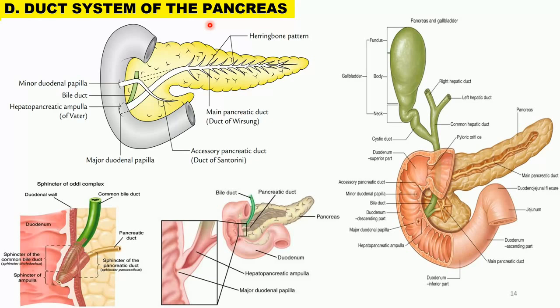In a few patients, you'll see no communication between the accessory pancreatic duct and the main pancreatic duct. These two ducts may be separated completely, but in most patients, these two ducts will have a communication, as you can see here.